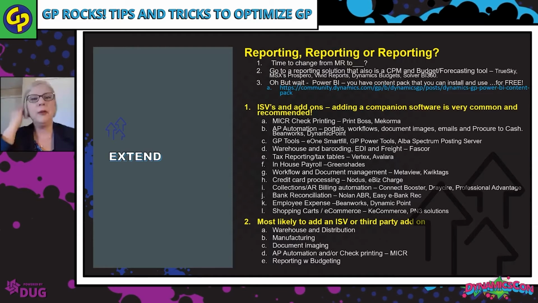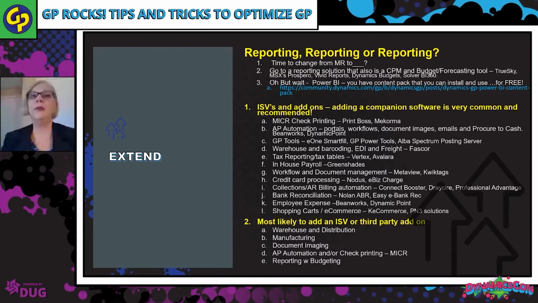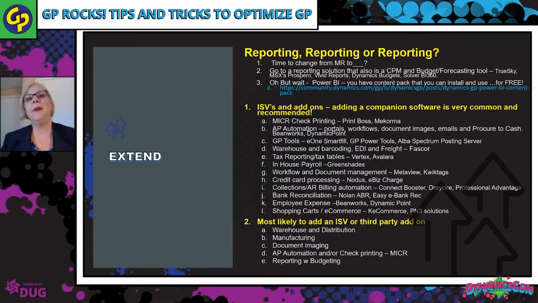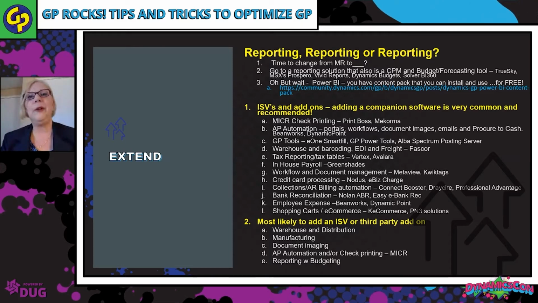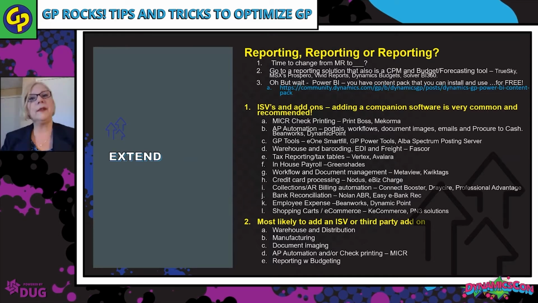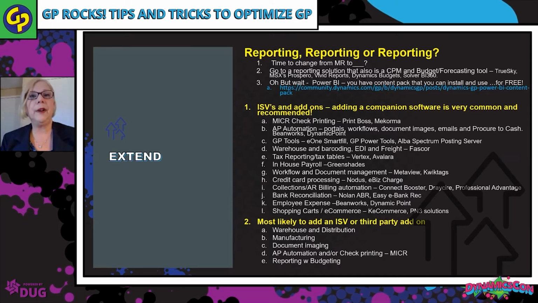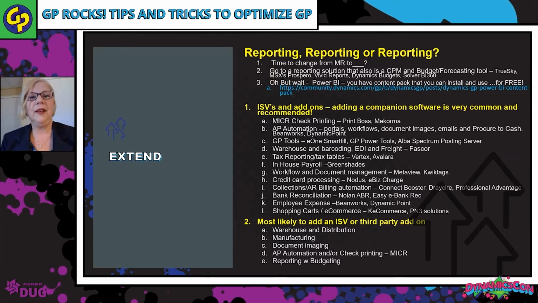Tax reporting: instead of updating tax tables or exchange rate tables manually, look at a third party to update those automatically. Maybe payroll. There is the ability to use GP payroll in HR, but some of our ISVs have also created their own payroll solution, like Green Shades.